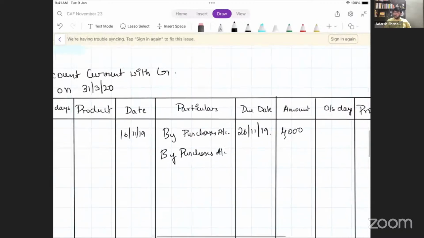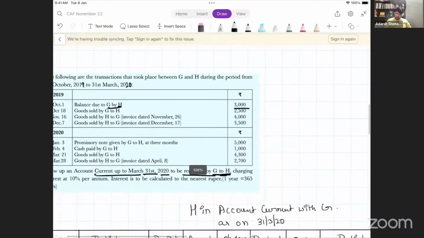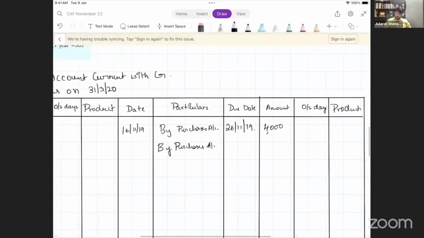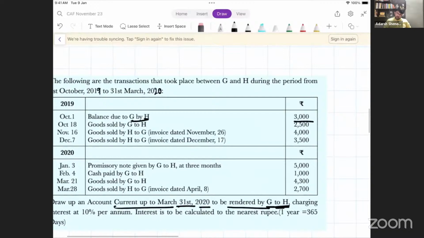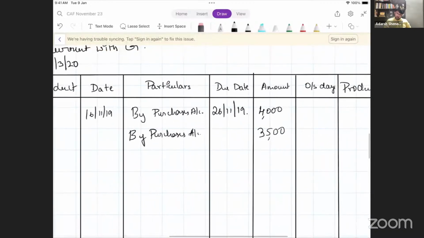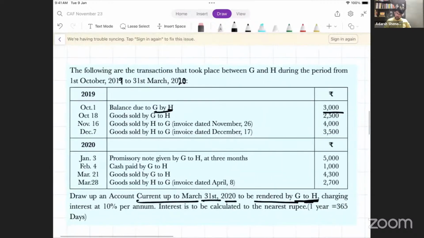By purchases account, 3,500. On what date? This is 7 December. And this is 17 December, right? Invoice dated 17 December. Fine.